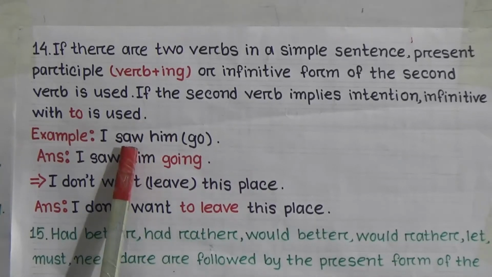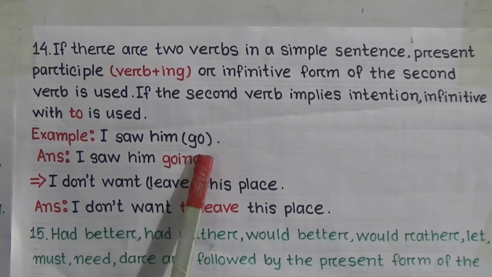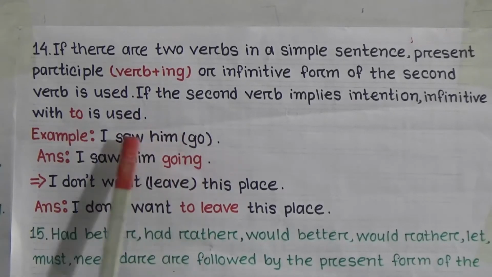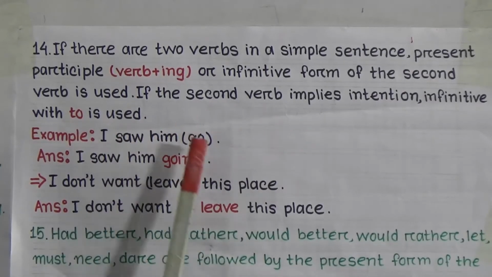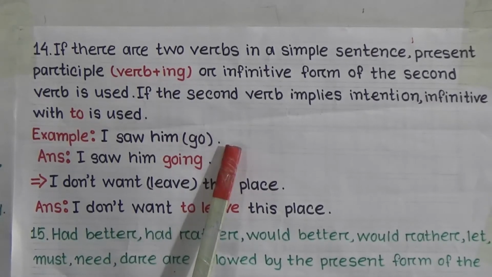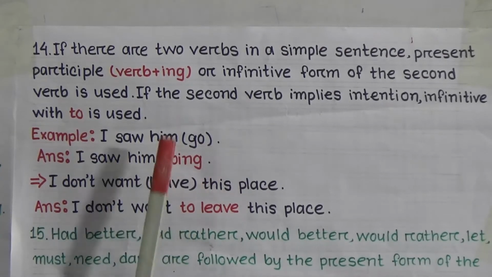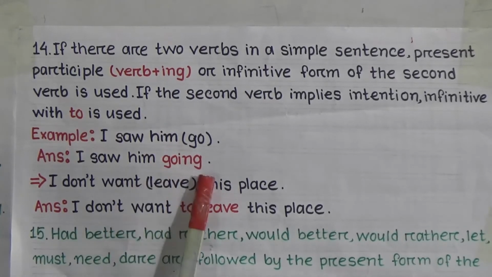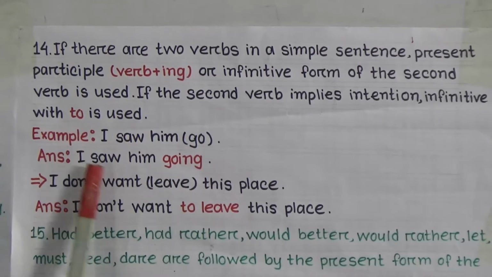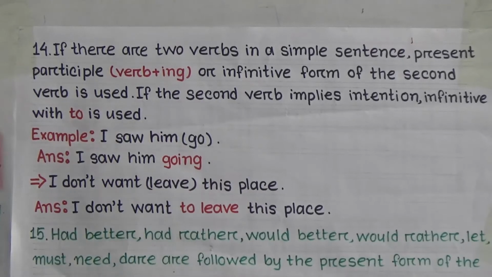Saw is the main verb here in past form, and go is also a main verb. So we can't use two main verbs together in one sentence. That's why we have to make one verb an infinitive or a present participle. So, I saw him going. I have added ing to the verb and made it a present participle. I saw him going.